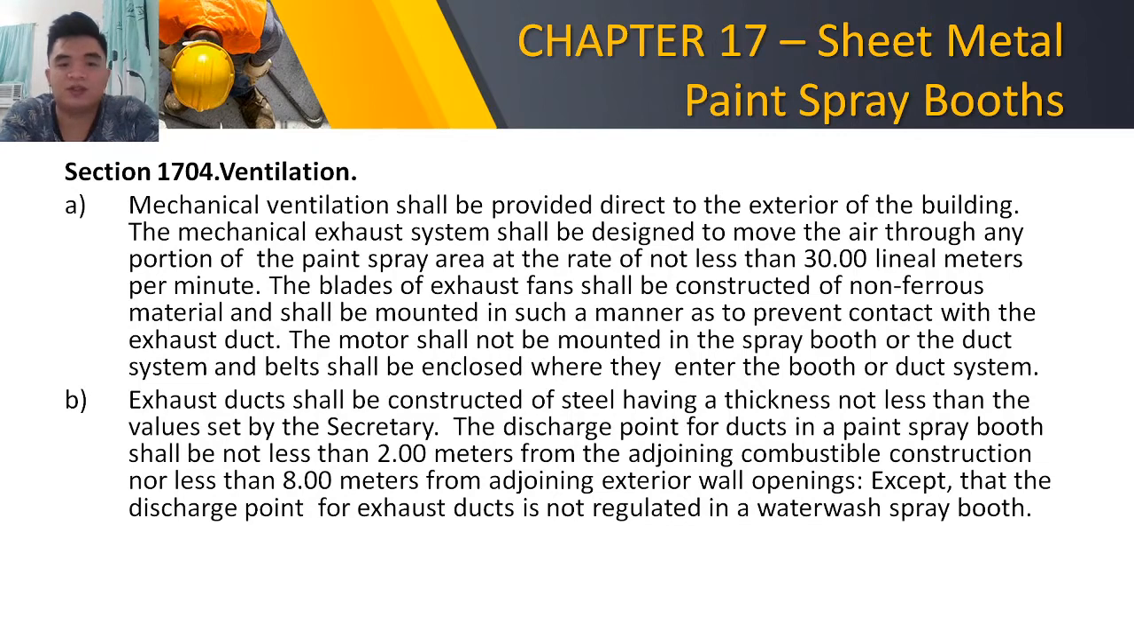Exhaust ducts shall be constructed of steel having a thickness not less than the values set by the Secretary. The discharge point of duct in a paint spray booth shall be not less than 2 meters from adjoining combustible construction or less than 8 meters from adjoining exterior wall openings, except that the discharge point of exhaust ducts is not regulated in water wash spray booths.